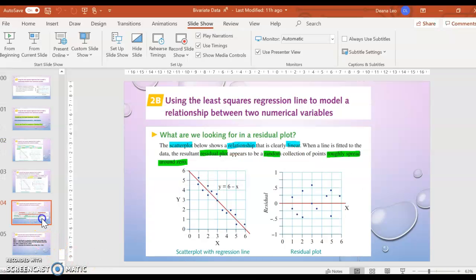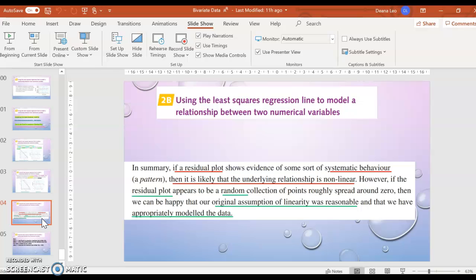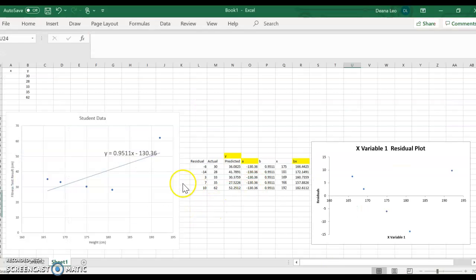Just back to here, please use lots of textbook language. Okay, hopefully you're saying something like the residual plot appears to be random, with its collection of points spread roughly around the 0 or the x-axis line on the horizontal. Therefore, we can go with our original assumption that the data is linear. Okay, so this PowerPoint is on Teams. All of these snippings are from your textbook. Your textbook has great language that you can use for your assignment. But that's it for today. Hopefully you've seen the link.